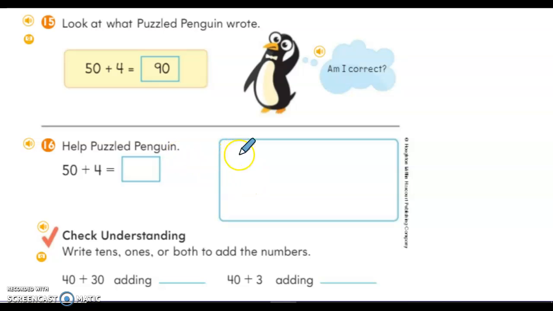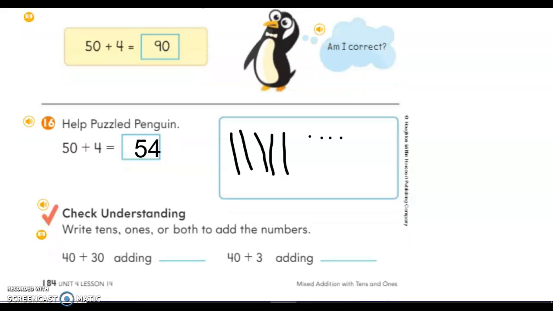So let's draw 50, which is 5 tens. 10, 20, 30, 40, 50, and 4 ones. 1, 2, 3, 4. Let's count it out. 10, 20, 30, 40, 50, 60, 70, 80, 90. Oops, that's not right. That's what Puzzle Penguin did. 10, 20, 30, 40, 50. Freeze, right? We have to stop because these are our tens. 51, 52, 53, 54. There we go. All better. 54. All right.